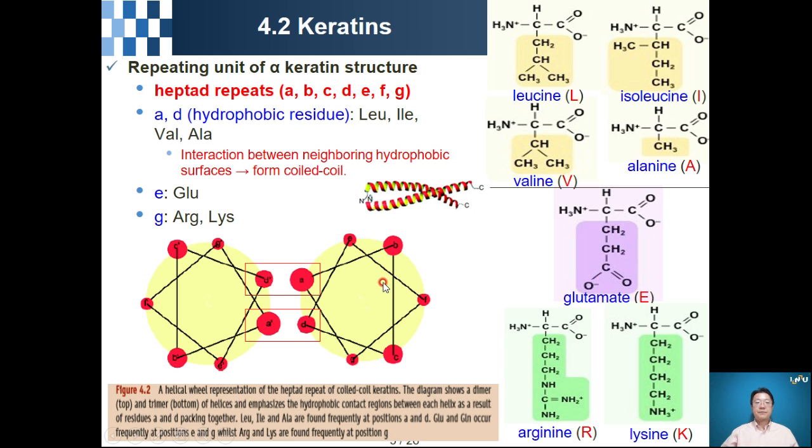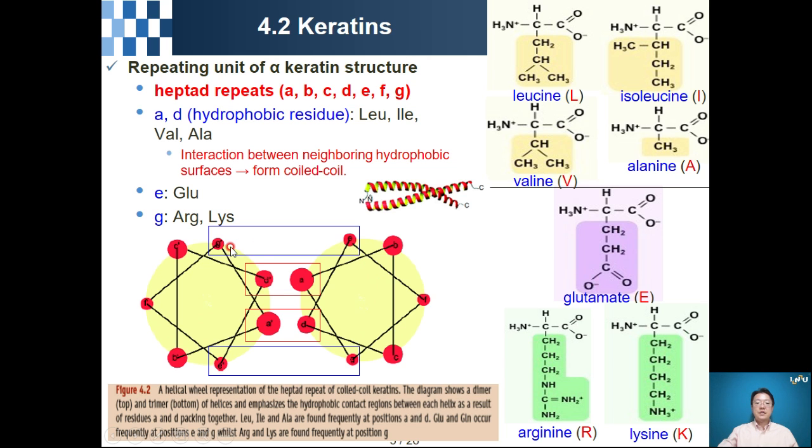After that, the E and G locations. Usually in the E location, glutamate is there. You have to memorize all the amino acid structures. If I say glutamate, you have to think of E and of the carboxyl group. How about G? G is usually arginine or lysine. Arginine has the guanidinium group, which is positively charged, and lysine has the amino group, which is also positively charged.